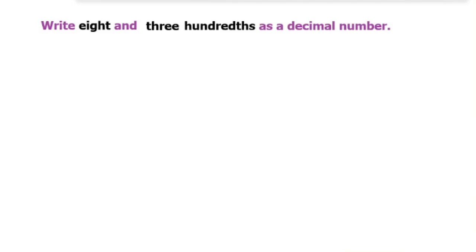In this video, we're going to write decimal numbers expressed as words into numbers. So if we have a problem like this that says, write 8 3/100ths as a decimal number.